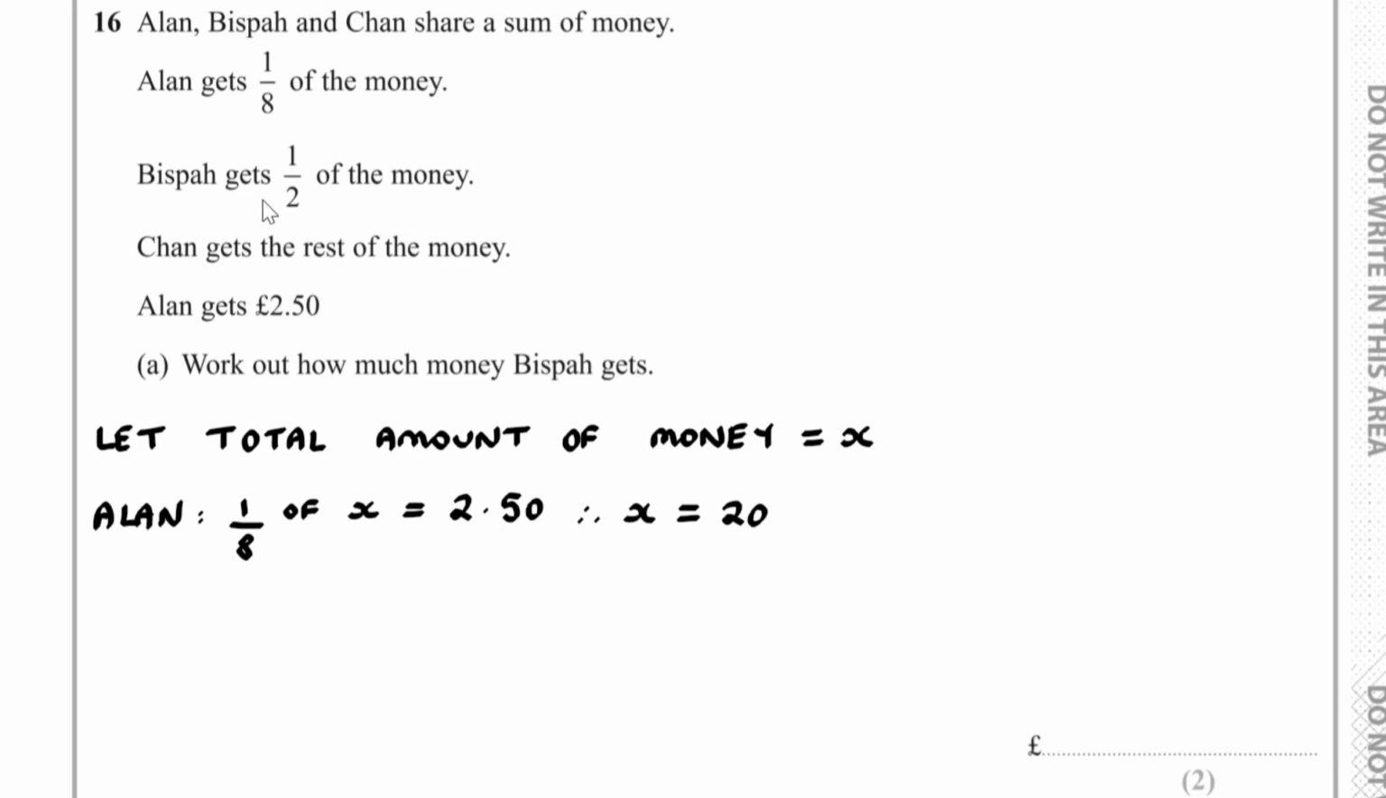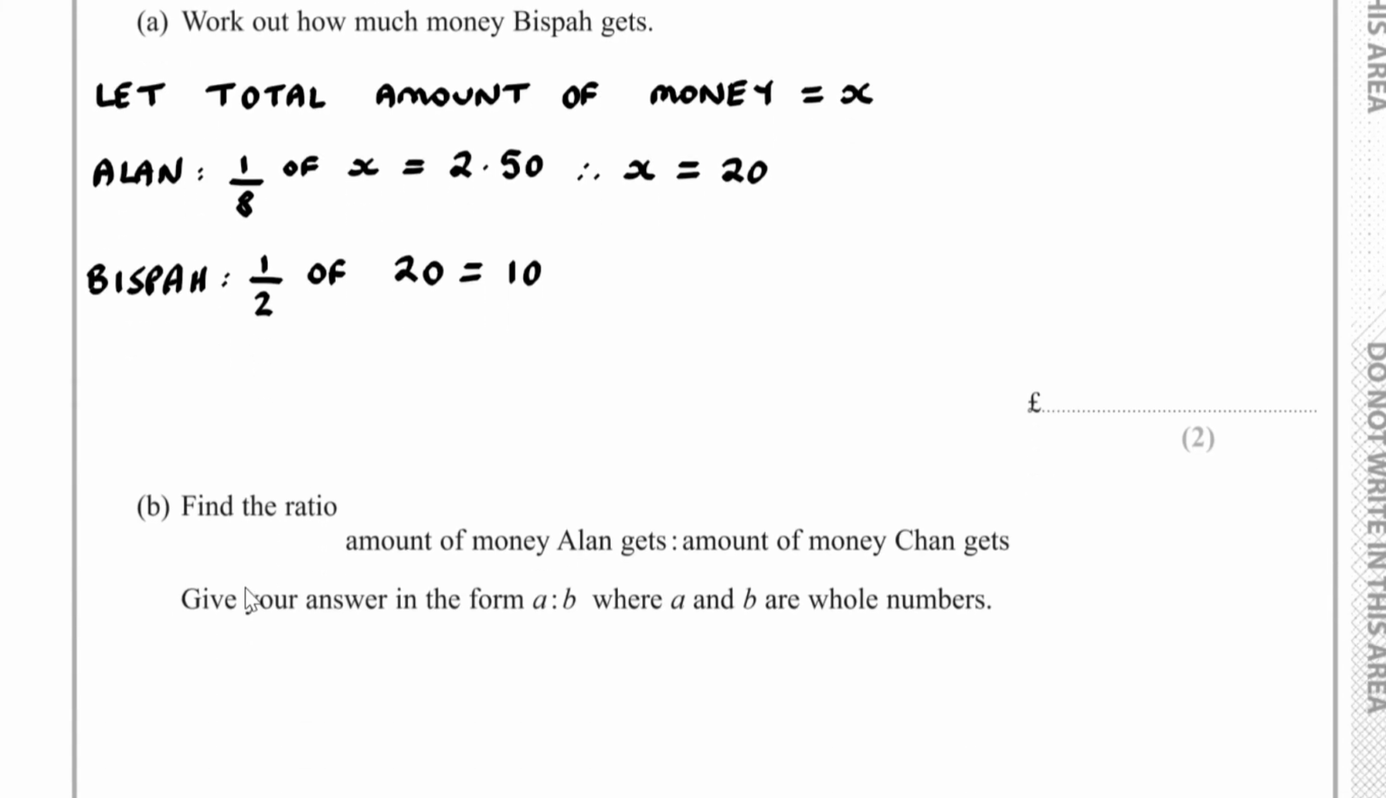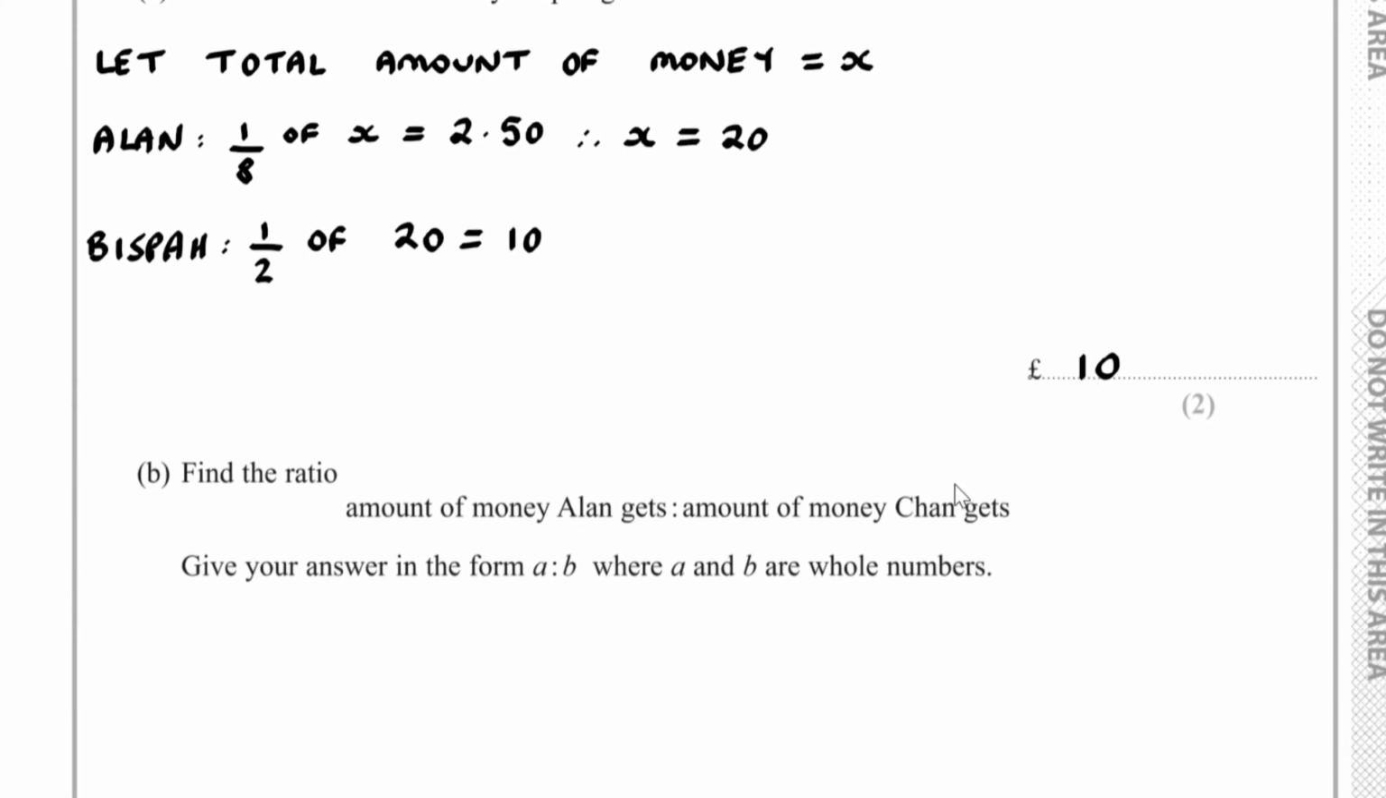Now, we know that Bispa gets half of the money. So Bispa would get 1/2 of 20, which is 10. Therefore, Bispa would get £10.